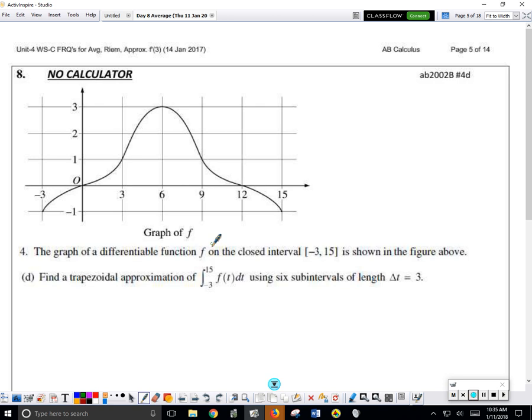Bell's going to ring. Any questions? Good work.